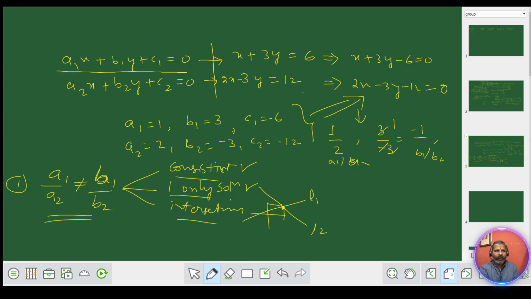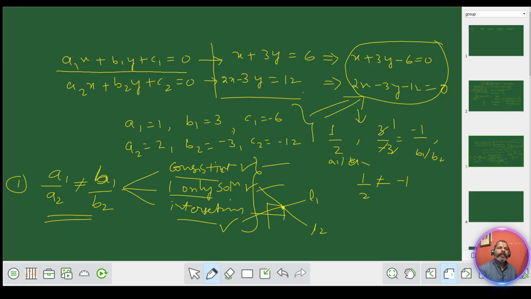For these equations, does any of these hold good? Yes, because a1 by a2 is 1 by 2, and b1 by b2 is 1 by minus 1. So they're not equal. That means when we plot these two equations on a graph, we get intersecting at one point. They will have only one solution. Their type of solution is consistent.